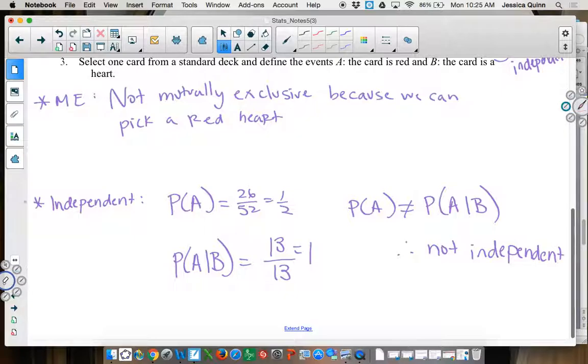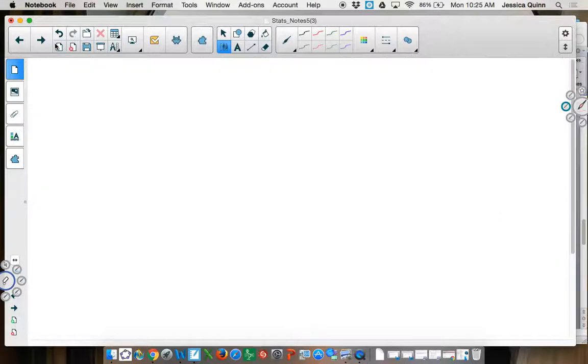So neither. Okay, one last little note about this. So 2 mutually exclusive events. If we have mutually exclusive events, do you think they're sometimes, always, never independent?